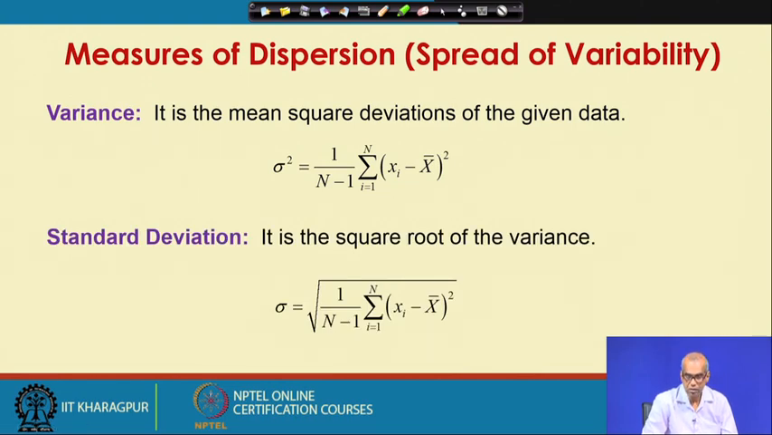Standard deviation is just the square root of the variance. So, this is the expression for variance, square root of this is the expression for standard deviation.